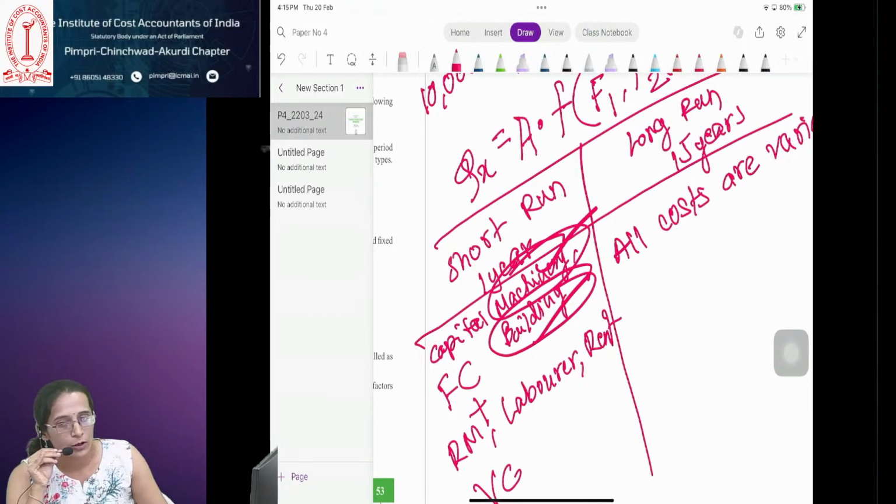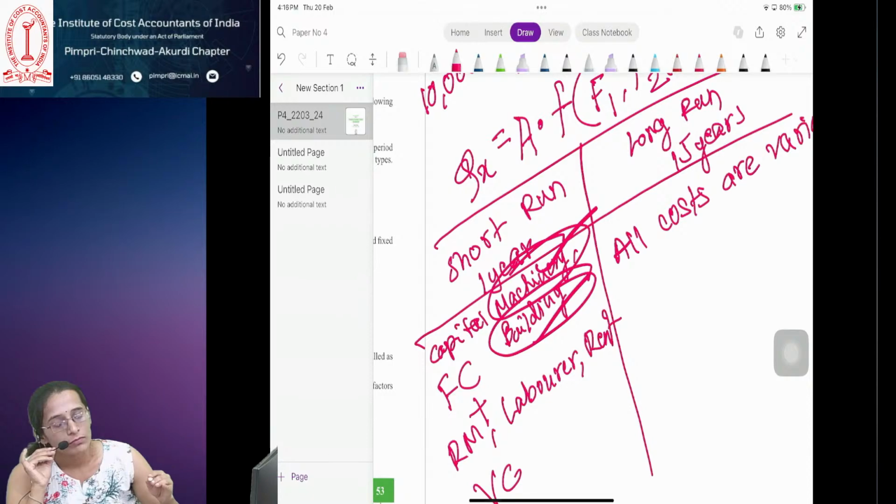So we can conclude that fixed cost is a cost which remains fixed during the production process for a duration. Variable cost is the cost that varies with the level of output. If we increase the level of output, the variable cost will increase. If the output level is decreased, variable cost will decrease. And fixed cost will remain the same, even if the output increases or decreases.